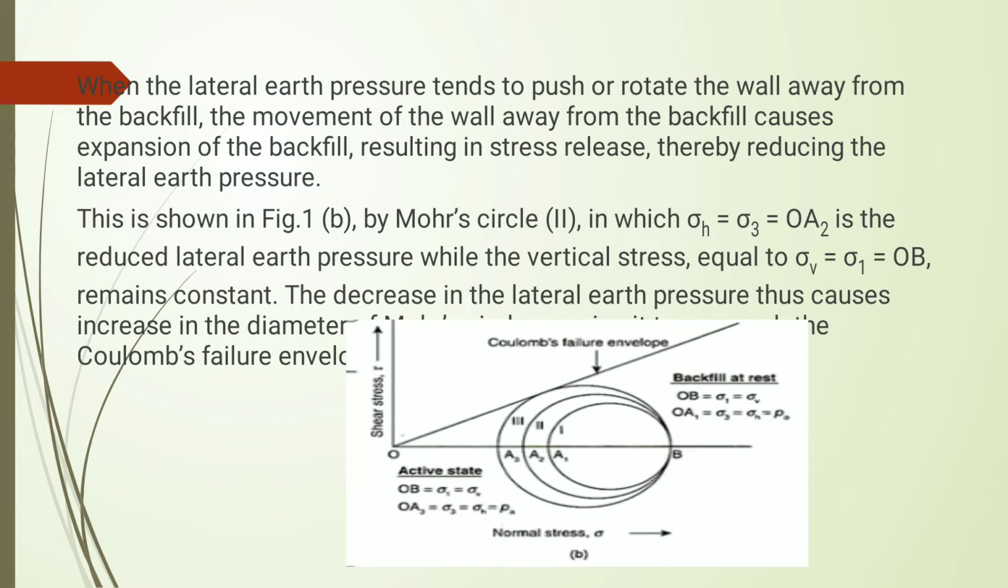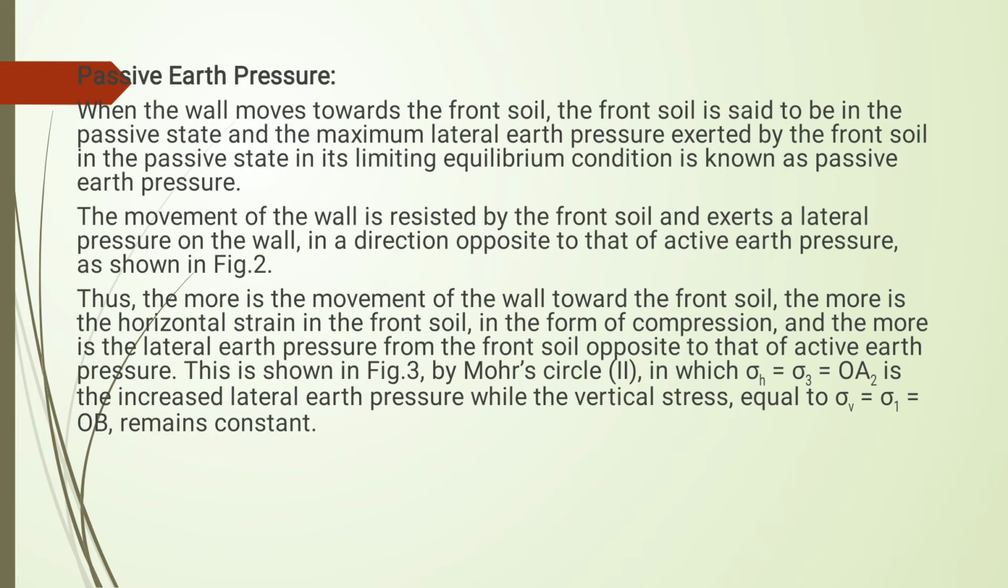Again, with the decrease of lateral earth pressure, the diameter of the Mohr circle increases. When the circle touches the failure envelope, no further decrease in lateral earth pressure takes place. And it is denoted as OA3 in zone 3. Next one is passive earth pressure.